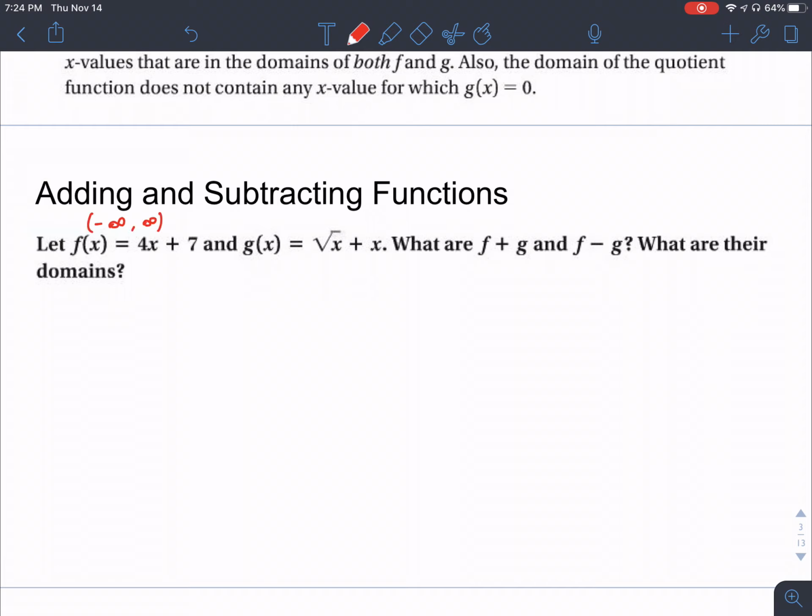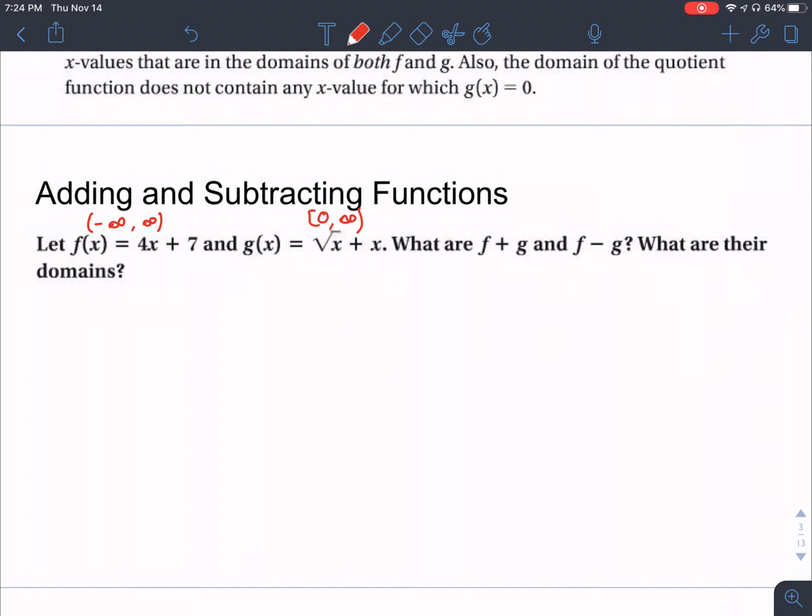G of x, however, if I was to plug in a certain type of number into x, I would end up getting an imaginary solution. You know what I'm talking about here. If I were to plug in a negative number into x, I would end up with a square root of a negative number, and that can't happen. That would give me an imaginary number. So that changes the domain possibilities here. I can only have a domain here from 0 to positive infinity. All right.